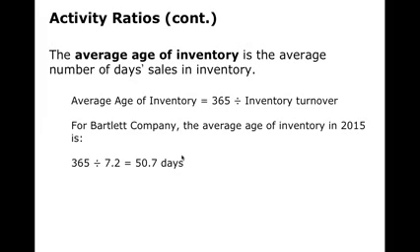So if we take our 365 days, we divide by the inventory turnover number that we just calculated, we get our average days of inventory on hand. So here we have 50 days of inventory. So we want to keep this number as low as possible. So this is one of the ratios where we like this number to be lower because it means we're more efficient with our inventories. So sort of like the cereal boxes. How many days of cereal boxes do you want to have on hand?